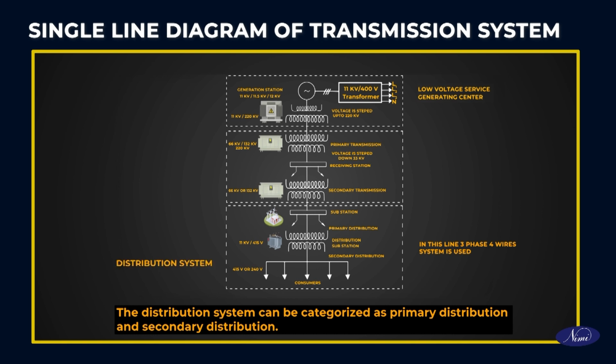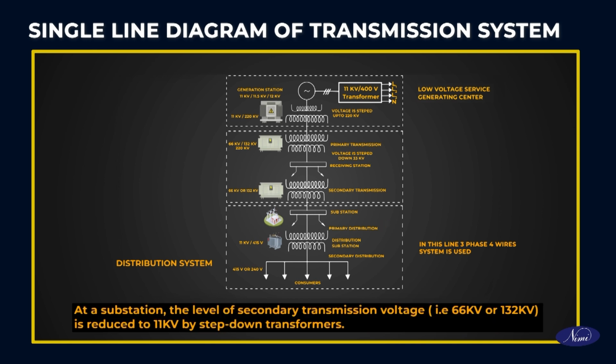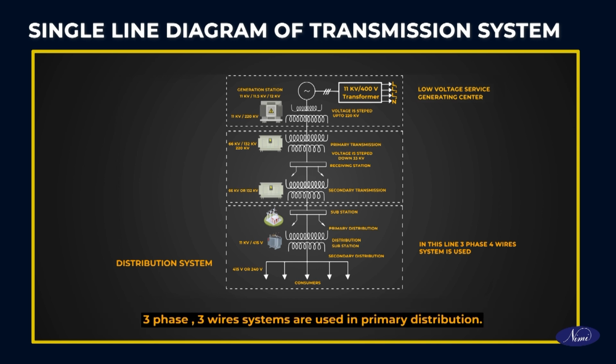Distribution system can be categorized as primary distribution and secondary distribution. Primary distribution. At a substation, the level of secondary transmission voltage, that is 66 kV or 132 kV, is reduced to 11 kV by step-down transformers. Three-phase, three-wire systems are used in primary distribution.